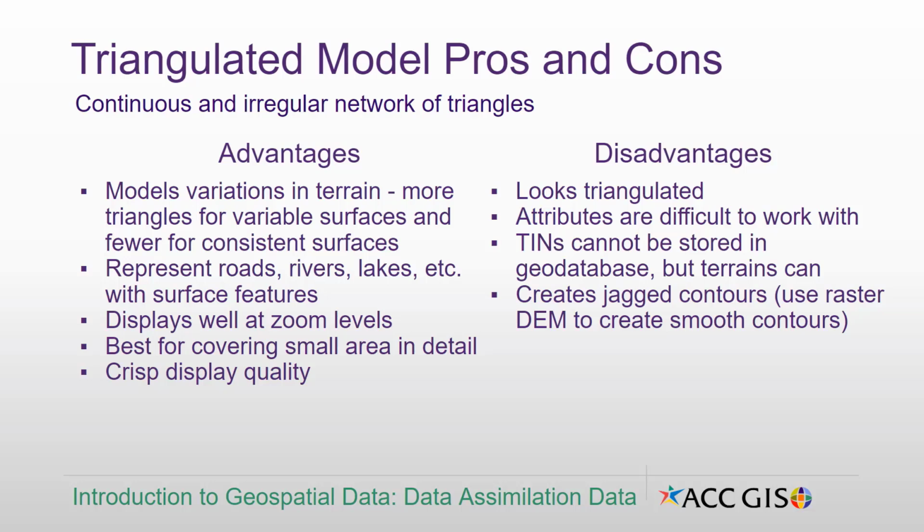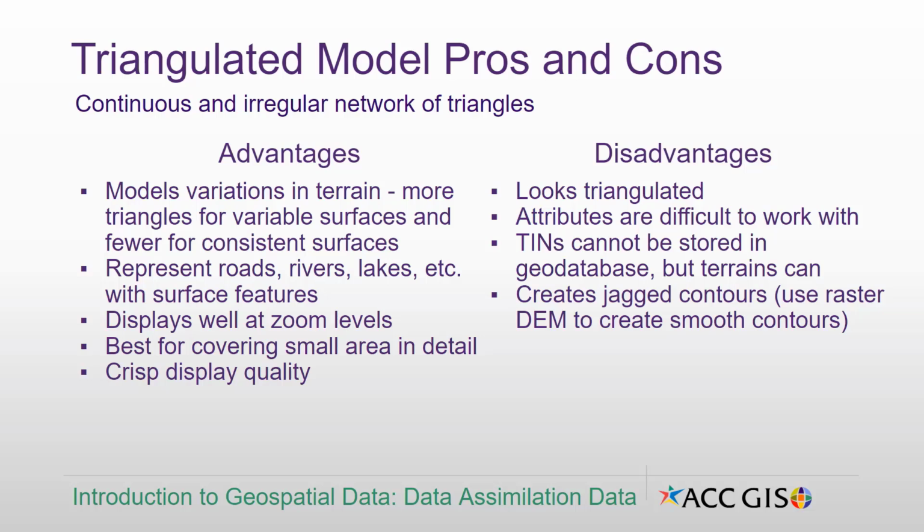You can also represent roads, rivers, and lakes with surface features that are basically burned into the triangulated surface. The triangulated model displays well at different zoom levels. It's typically utilized to cover small areas in detail, although I have seen it sometimes utilized for larger areas, for example, like an entire state. The last advantage is that the triangulated model makes for very crisp display quality.